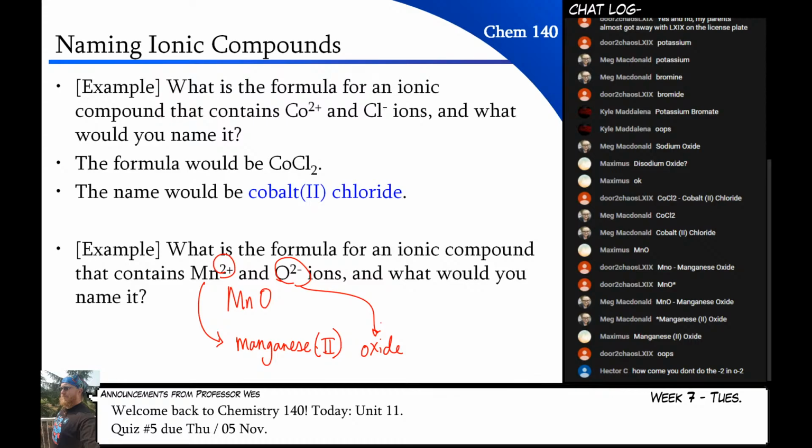Okay, here are the rules. How come I don't do the -2 and O2 minus? Because oxide is always -2, so it's implied. Because O2 minus will always form the 2 minus ion. Oxygen won't form any other ion because it follows the octet rule. Same thing for sodium. Sodium always becomes +1, so we don't worry about its charge in the name because it's always going to be sodium 1.